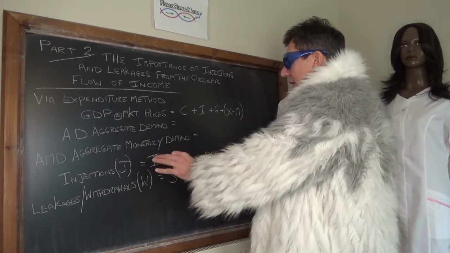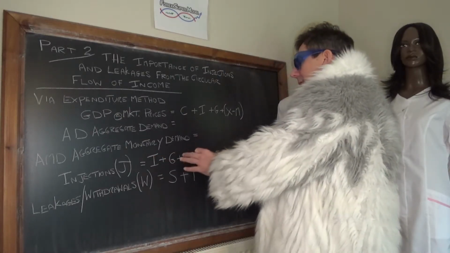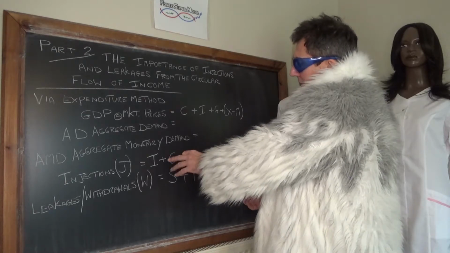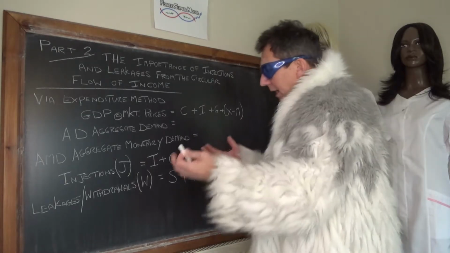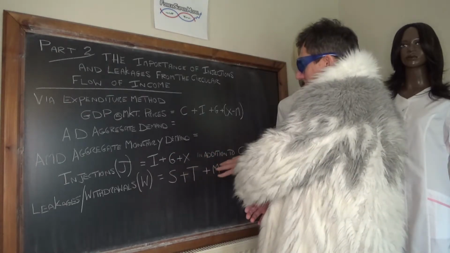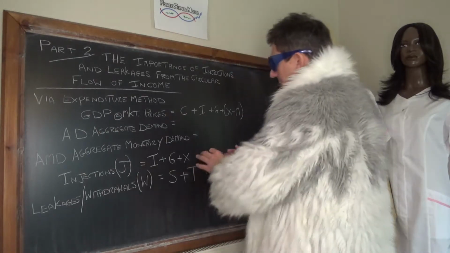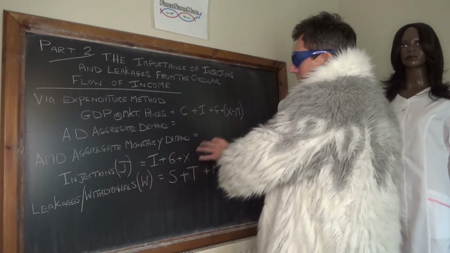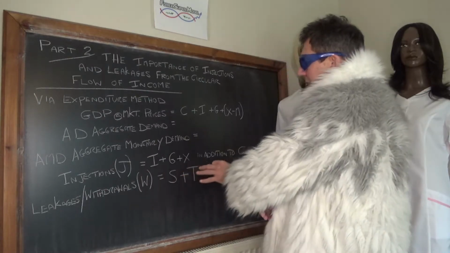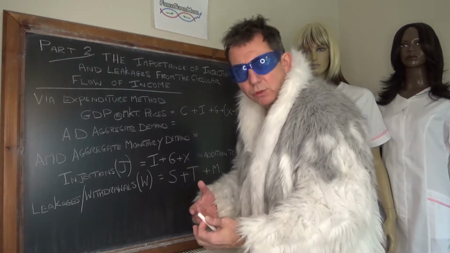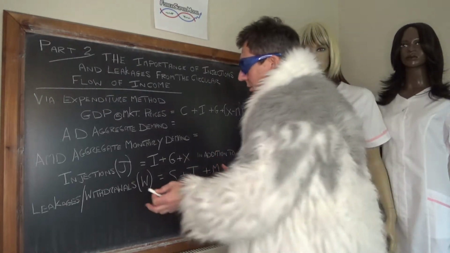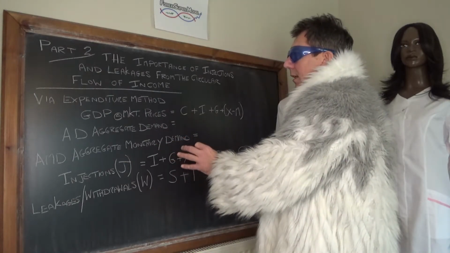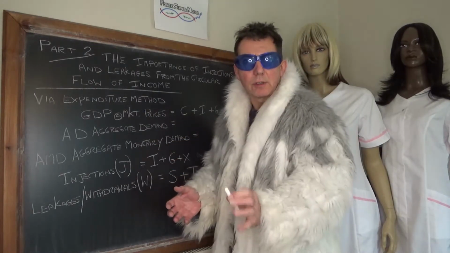And these injections are things that are flowing in: investment, government spending and exports in, savings, taxes and imports out, in theory. So that's where we are there. Just going to shut this down, so don't go away.